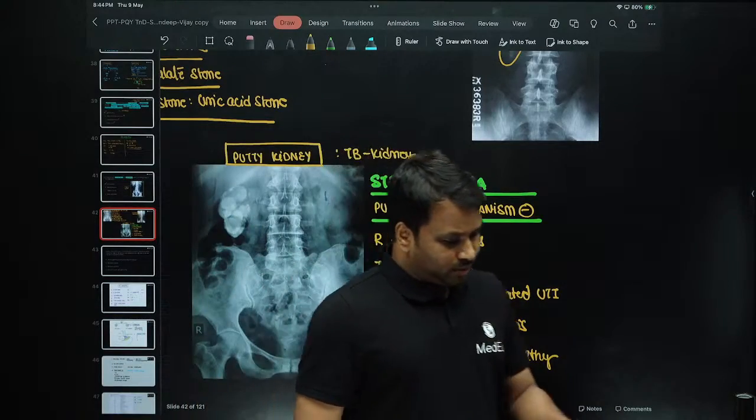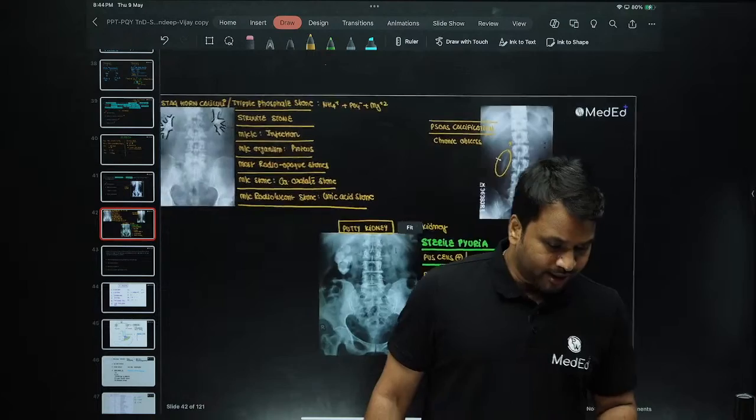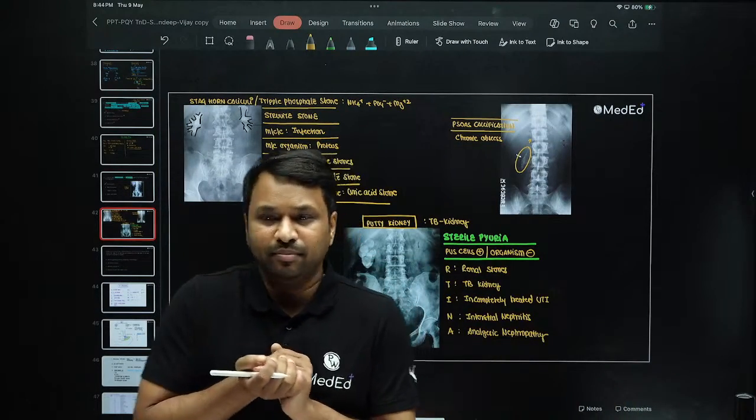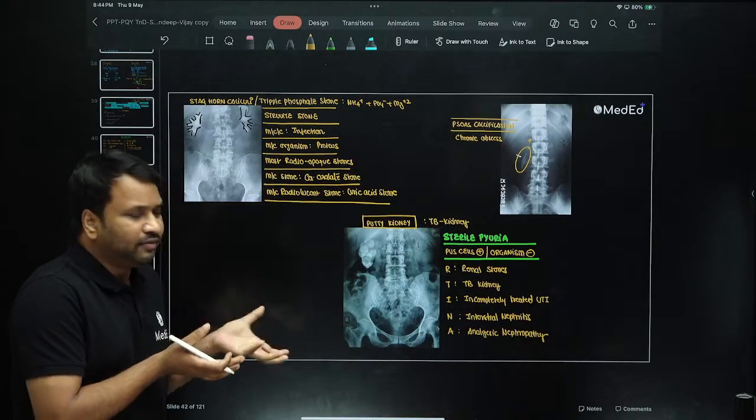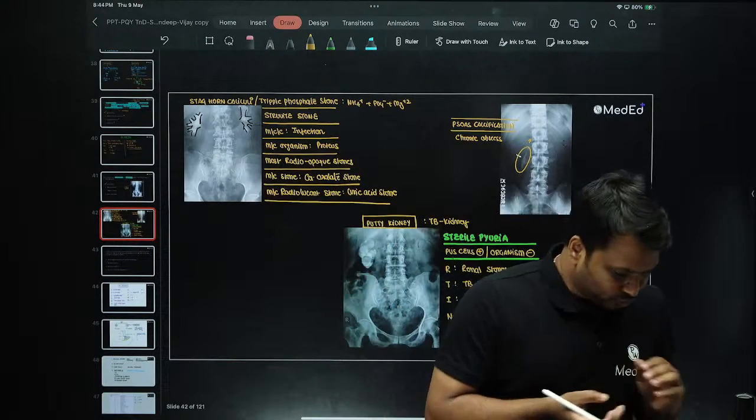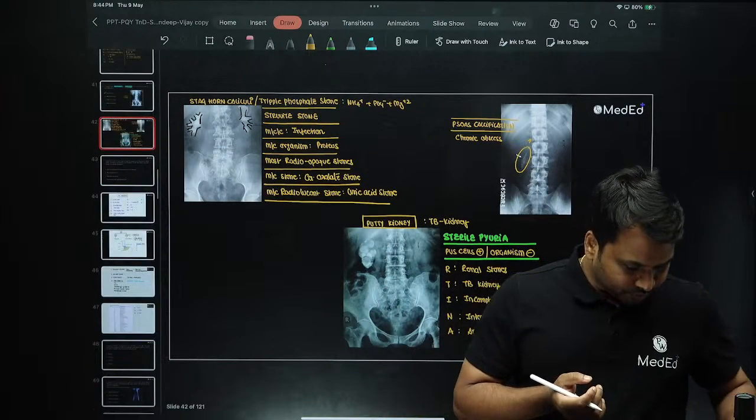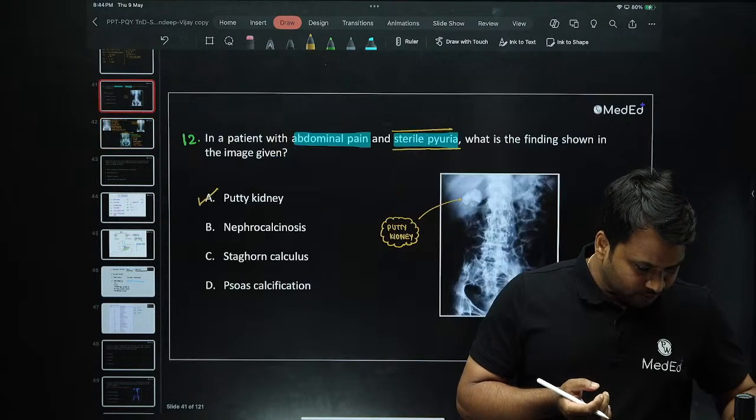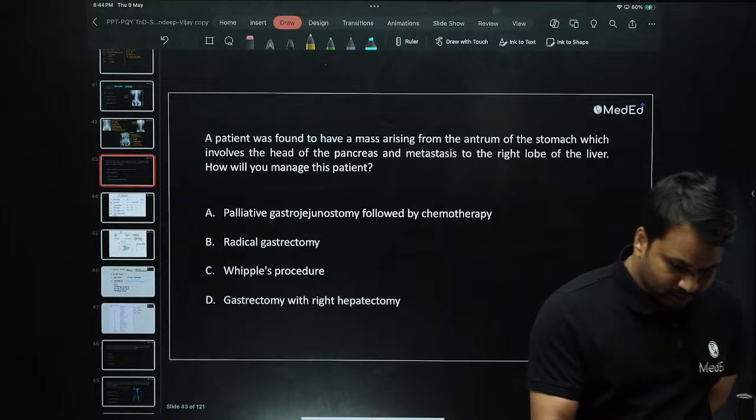So, this is with respect to sterile pyuria. Again, this slide is very, very important. Everything that is relevant for the exam is being summarized here. Okay. So, that was your question number 12. Moving to question number 13.